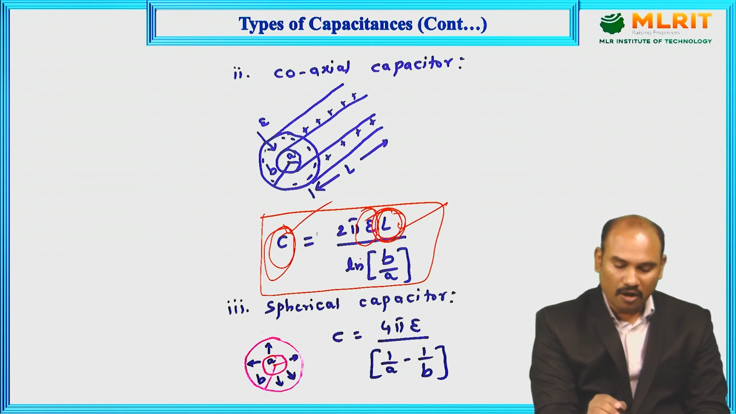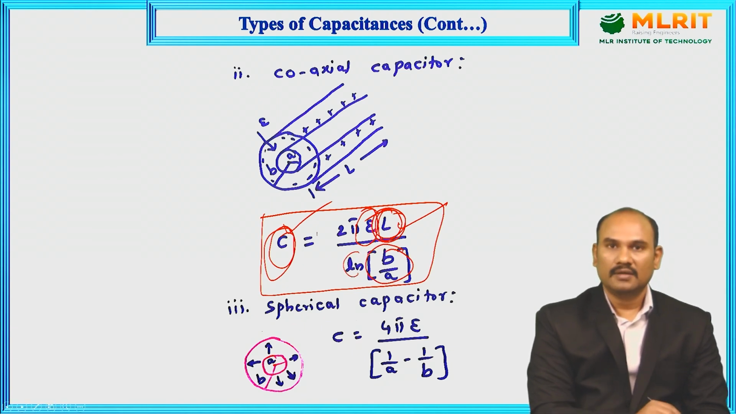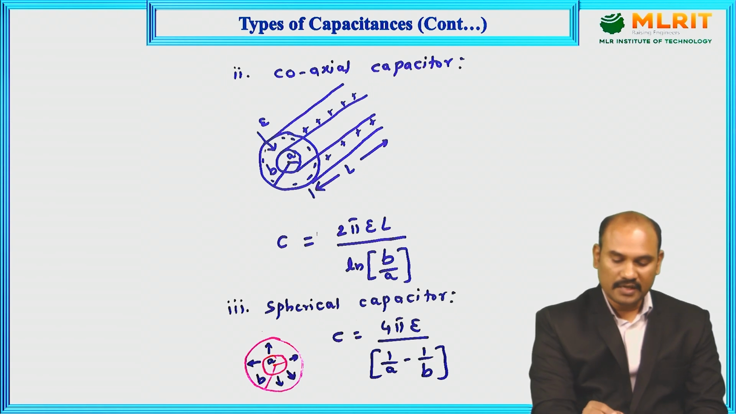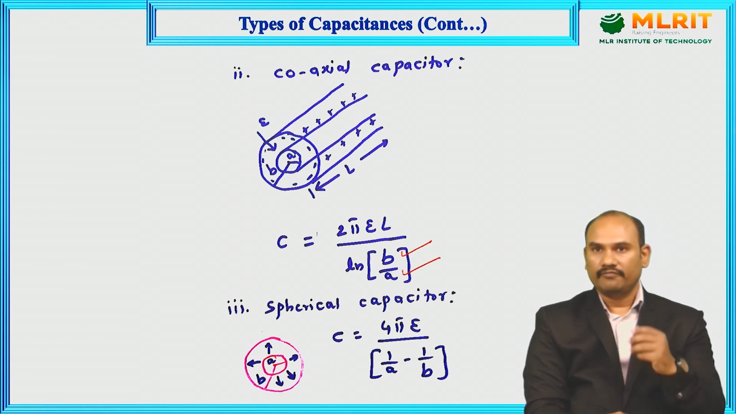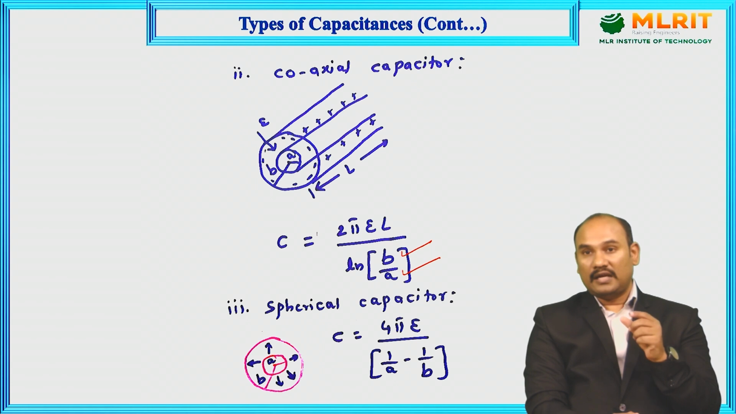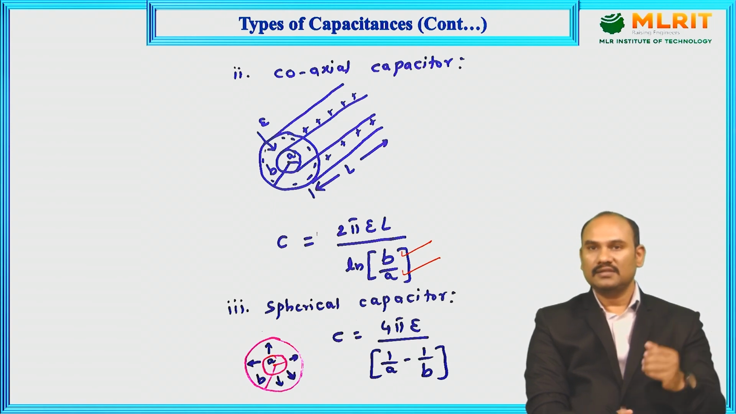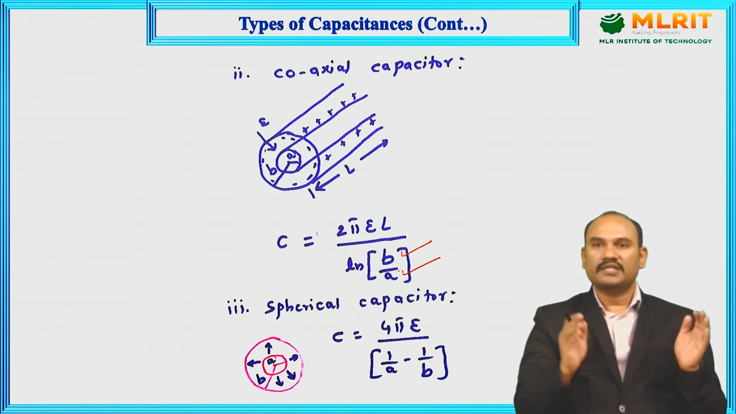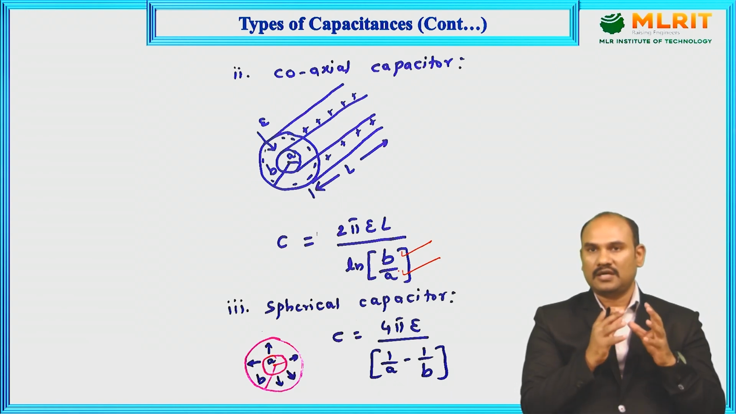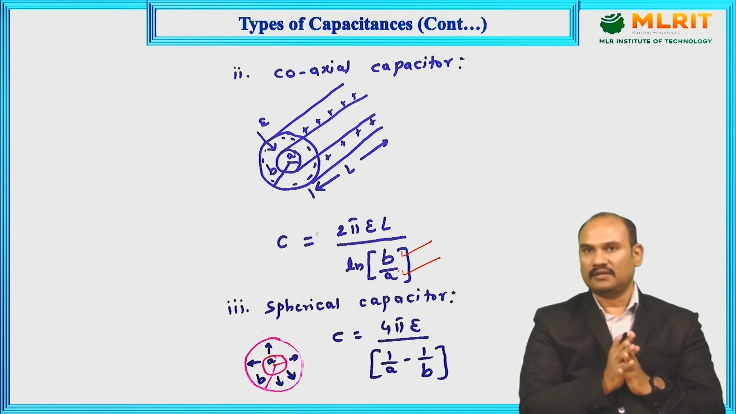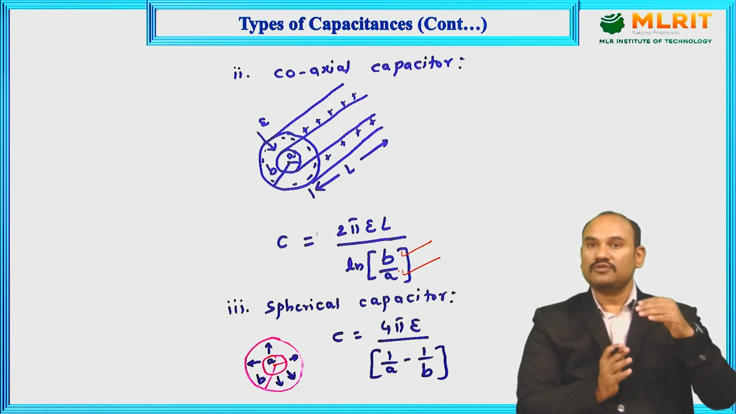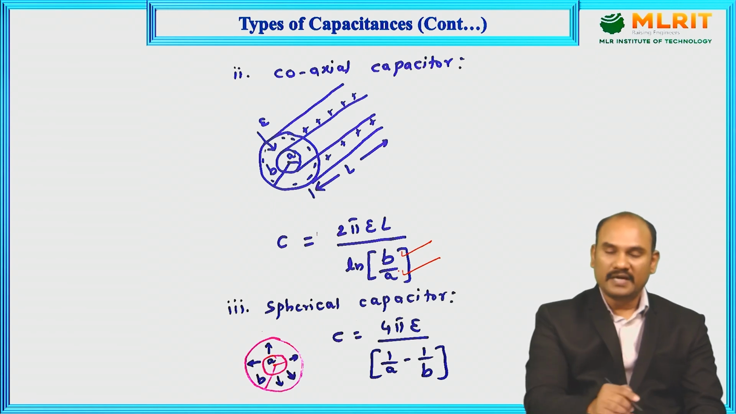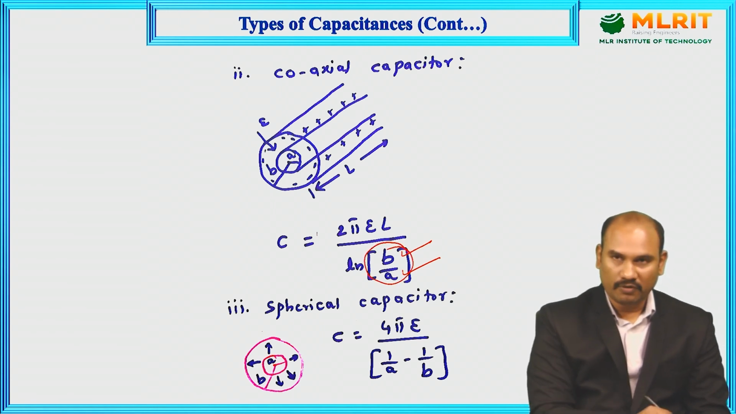Next, you have in the denominator log B by A, the logarithm of B by A. B by A stands for the ratio of the outer conductor radius to the inner conductor radius, which simply means that the radii of the inner and outer conductors will not individually decide the capacitance. Together they will decide the capacitance, in the form of the ratio B by A. It doesn't matter what the size of B is or what the size of A is. What matters is the ratio of the radii. So higher the ratio, what will happen? Let us try to understand.